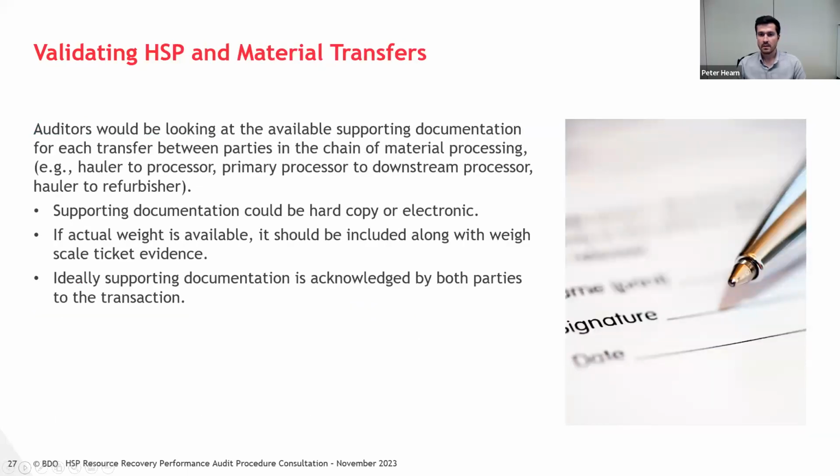Auditors will be looking at available supporting documentation for transfers between parties. So they'll be looking at hard or soft copy. If actual weight is available, then it would be a weigh scale ticket to support that. Ideally, supporting documentation is acknowledged by both parties, or there are 2 documents, one from one party, one from the other, that can be compared and reconciled to confirm that the transaction or transfer has taken place.